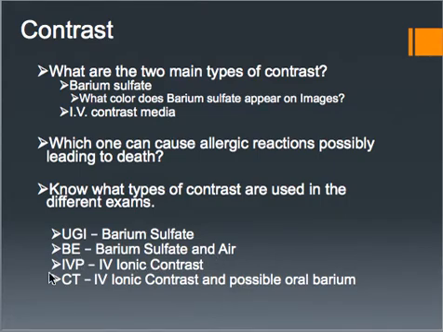IVP is an IV contrast material, so it's an intravenous contrast. We use an ionic contrast for that. And then CT, again, it's going to depend on the exam that we're doing. So we use IV, or intravenous ionic contrast, but also possibly we use an oral barium as well. So for a head CT or a chest CT, we're just going to use IV contrast. But for a study like the abdomen, we're going to use a combination of IV contrast and oral contrast.